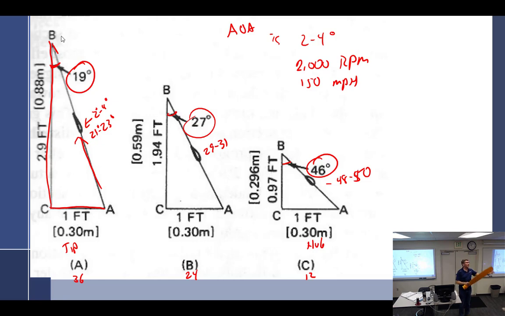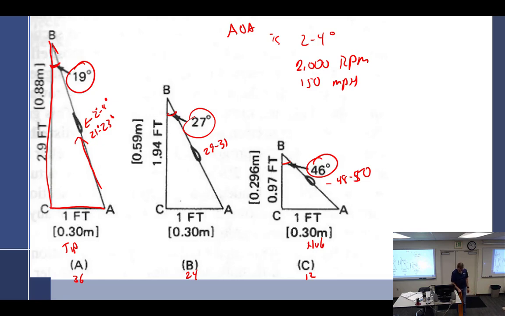This went 2.5 feet this way. How far did this one go? Less than half that, 1.94. How far did this one go? About 1.97. The whole thing is going how many RPMs? 2,000. I'm going forward at 150 miles per hour, or 1 foot in so many seconds.